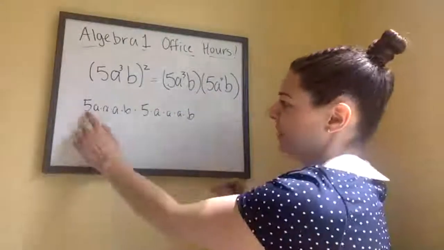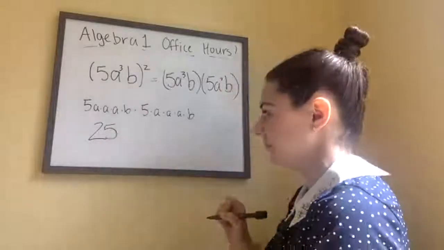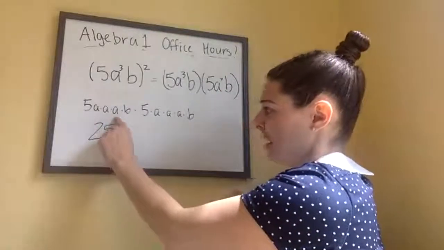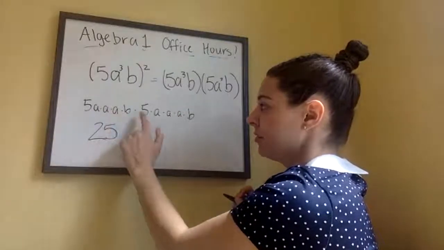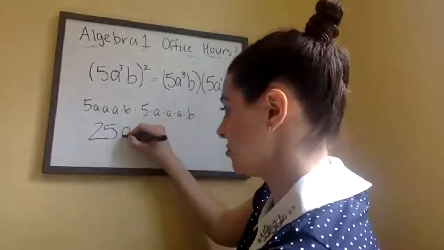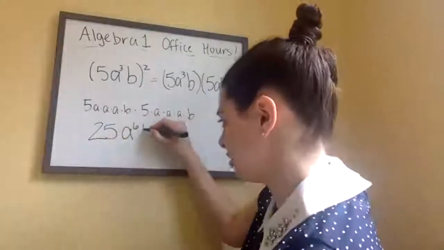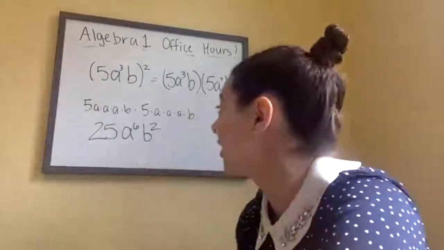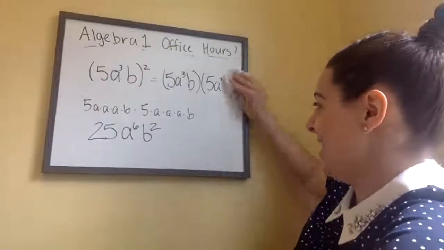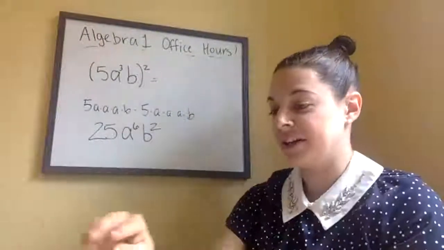From there, 5 times 5, that will get me 25. A times a times a, and then I notice there's 3 more over here. Total, there is 1, 2, 3, 4, 5, 6. There's 6 a's, so a to the 6th. And then b times b, which is just b squared. I'll give you a shortcut though. If you were looking at this and you hated this way, which I don't blame you, it takes a lot of time and a lot of writing.